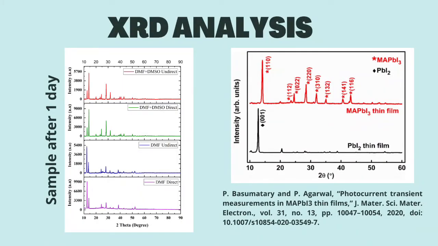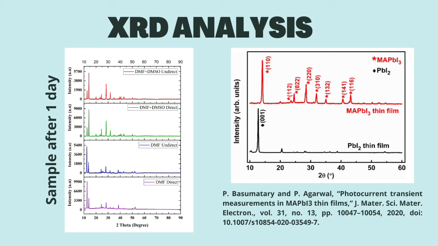This is the result for XRD analysis. In general, XRD is an effective tool to determine the surface crystallinity by changing the incident angle of the X-ray. To confirm the formation of methyl ammonium lead iodide perovskite, the XRD measurements were taken on the synthesized methyl ammonium lead iodide thin film. This is the result of the sample after being kept for 1 day.